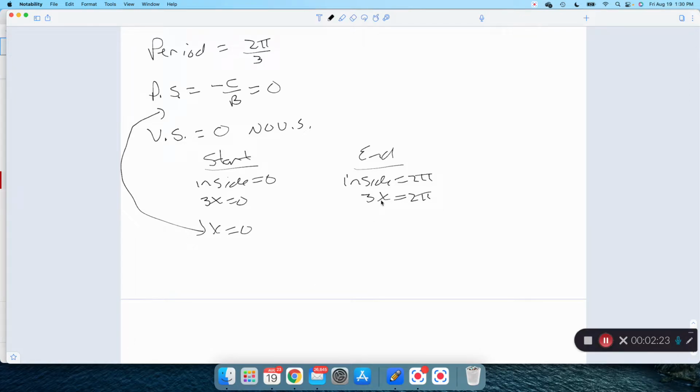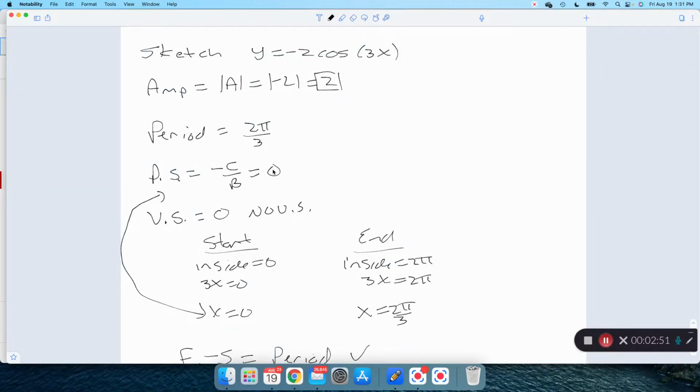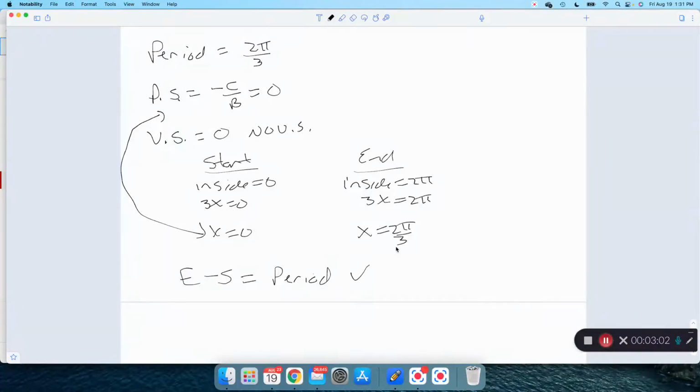And end. Just divide everybody by 3. We get x is 2 pi over 3. End minus start will always equal the period. 2 pi over 3 minus 0 is 2 pi over 3. Always do those two checks. I could skip start and end. I could say, here's my start, and then I could take that number and add the period to get end. End is always the phase shift plus the period. This is a simpler way to do it, and it gives you that built-in check.